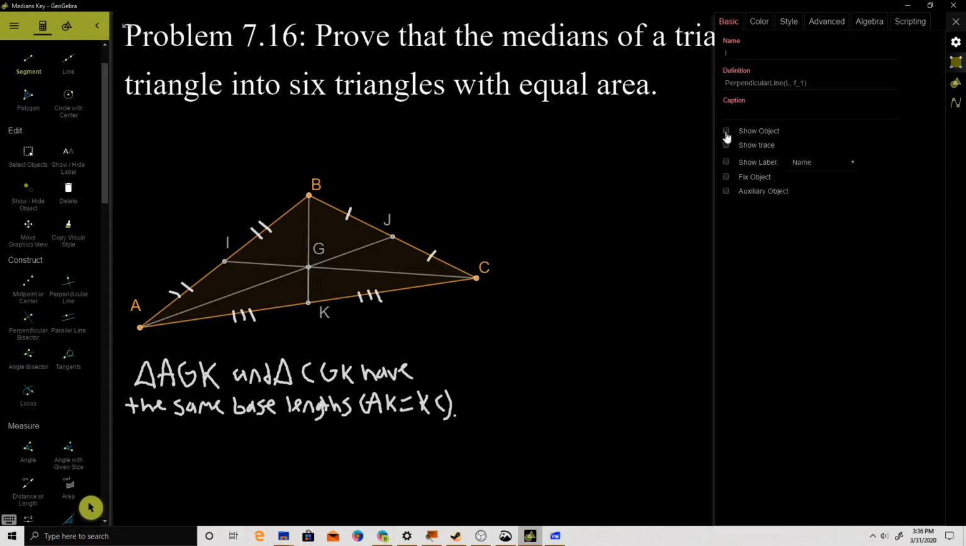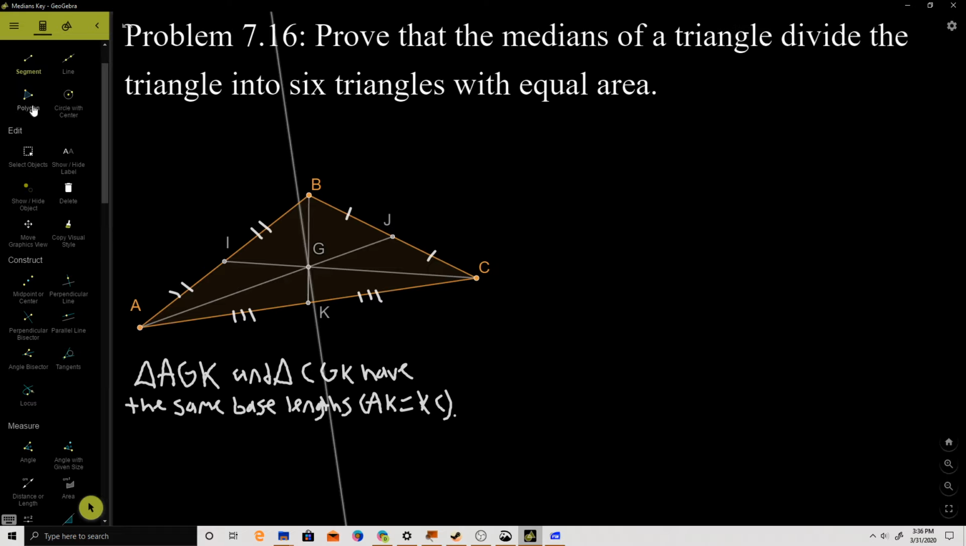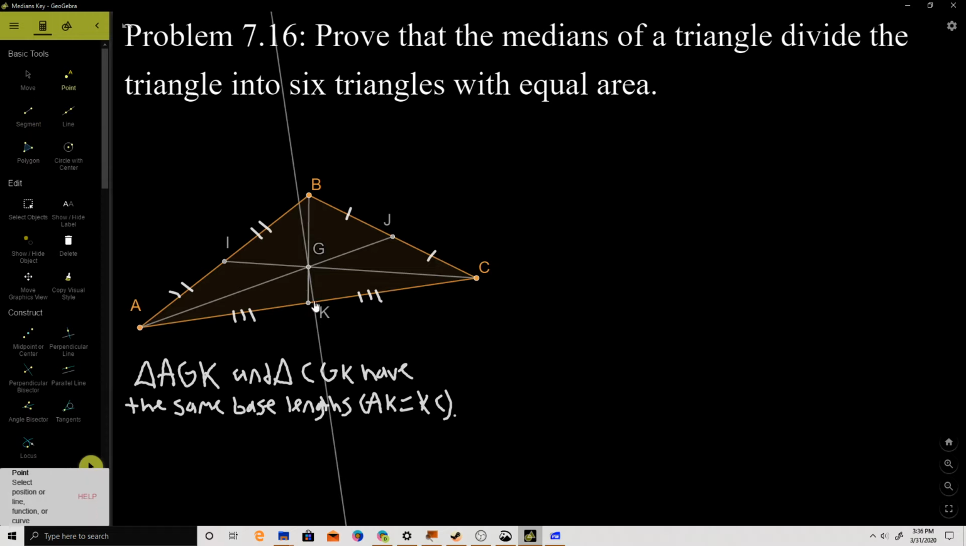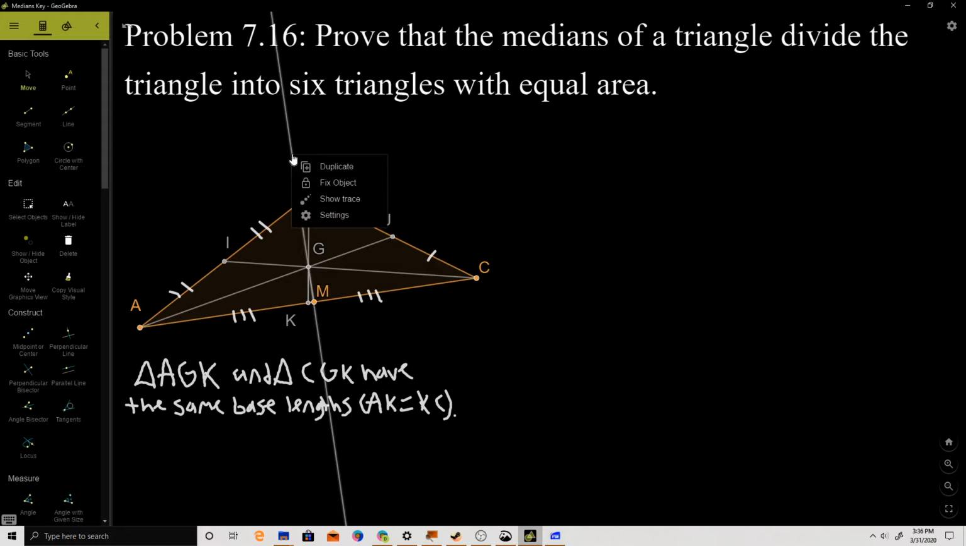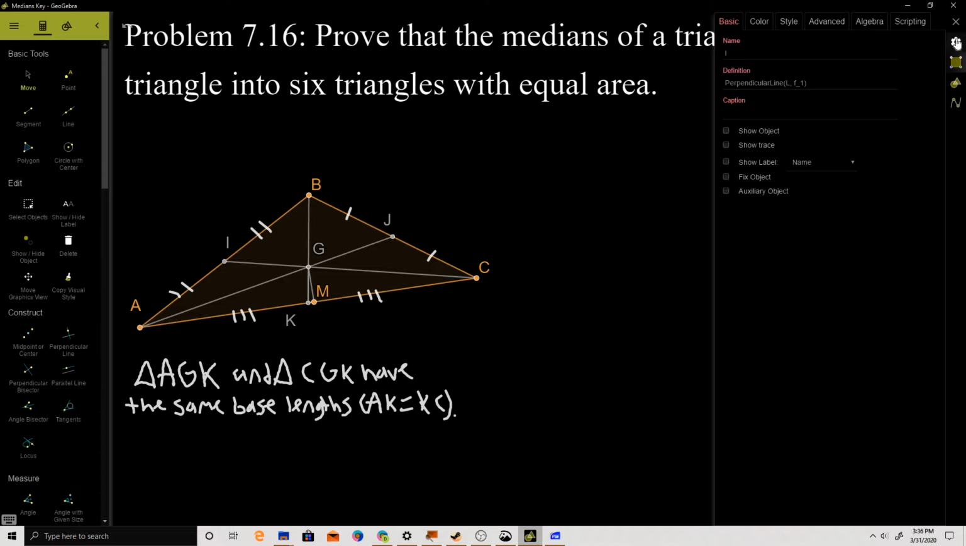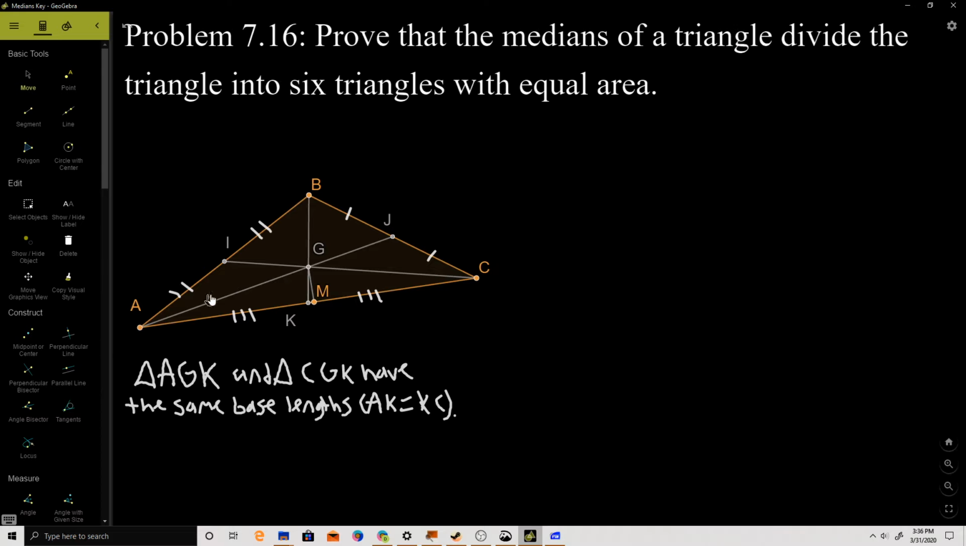Let me get it to show up. I'm going to call this intersection point M, we'll say. I'm just going to drag it a little closer like that. We can make a segment GM, and then I can get rid of this big excess line that's not really relevant to my problem. Good. So now I have this point M and the segment GM that will be my height.